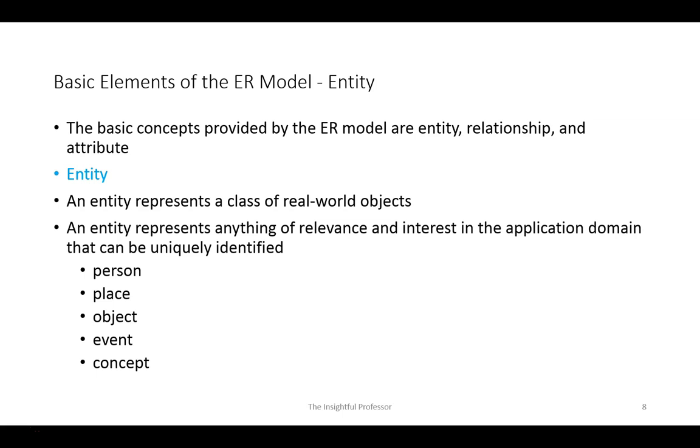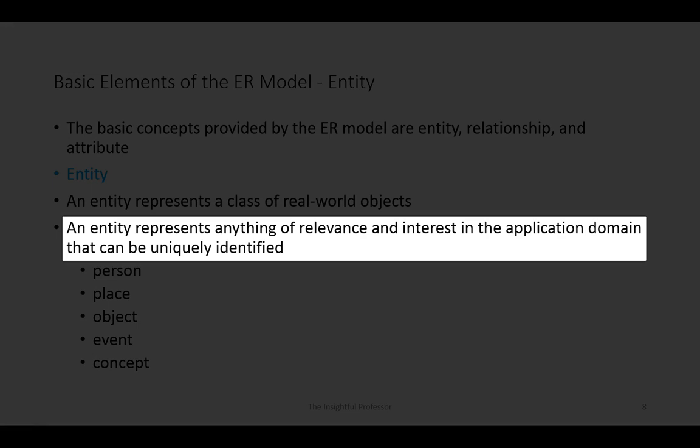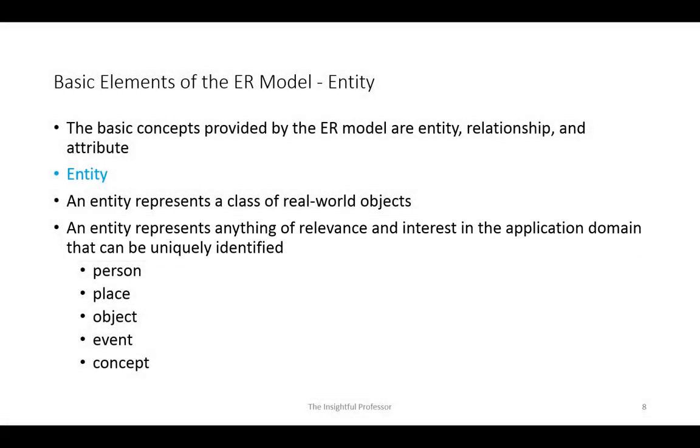As previously noted, the basic concepts provided by the ER model are entity, relationship, and attribute. Over the next few slides, we will examine each of these in a little bit of detail. We begin with entity. An entity represents a class of real-world objects. An entity is said to represent anything of relevance and interest within the application domain that can be uniquely identified. These things could be a person, place, object, event, or concept.